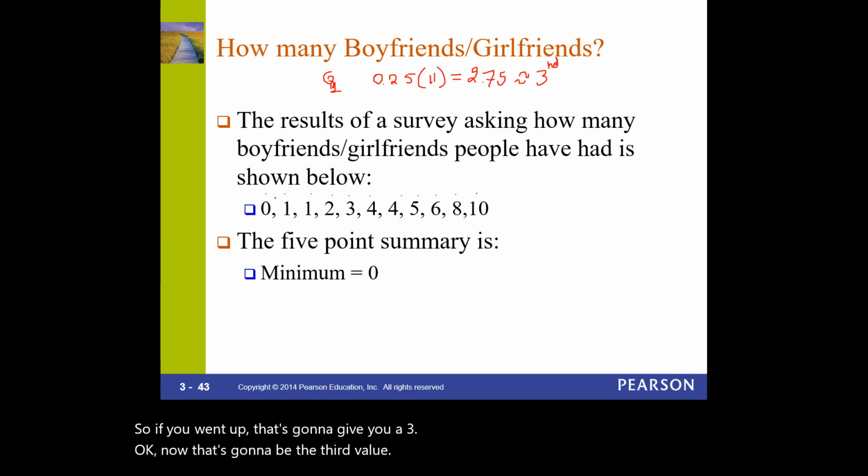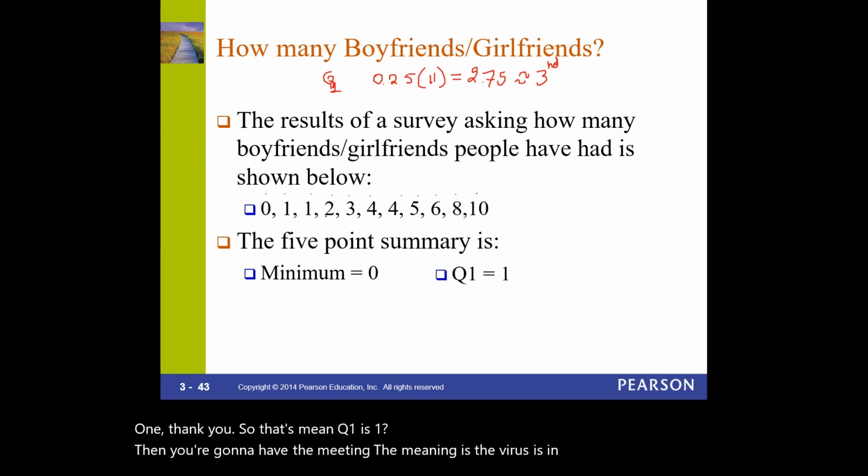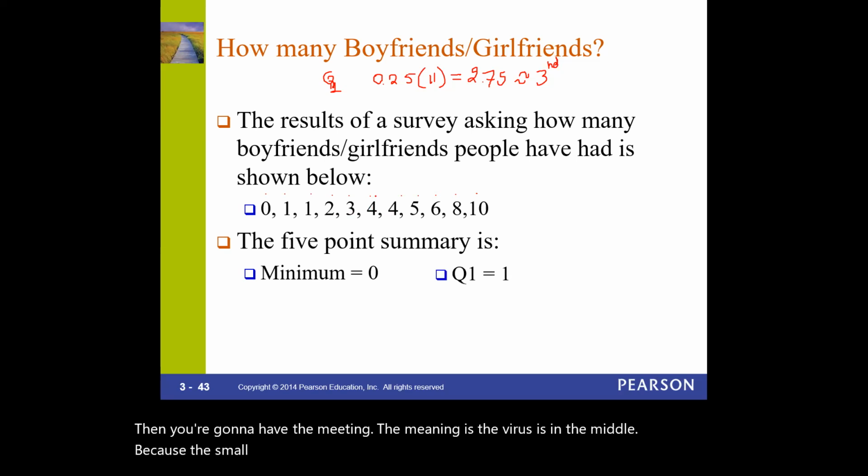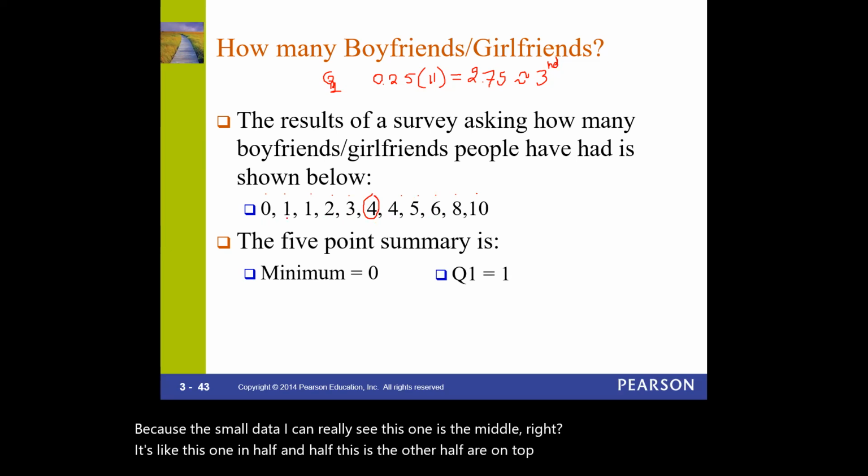Which one is the third value here? You guys see which one is the third value? It's already in order for you. It's 1, thank you. So that means Q1 is 1. Then you're going to find the median. The median is the value in the middle. Because it's a small data set, I can really see which one is the middle. It divides the data in half and half.